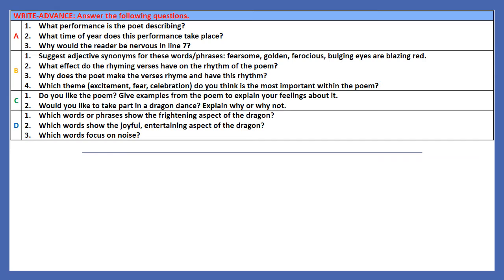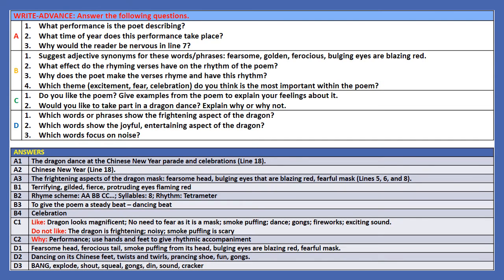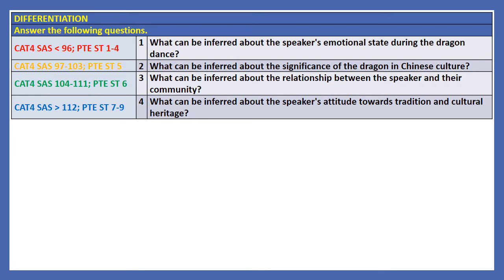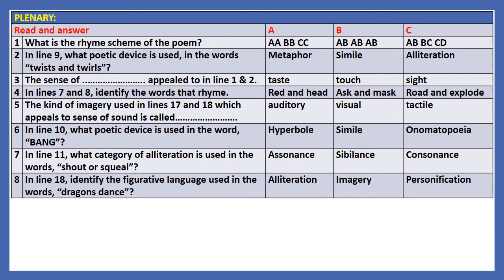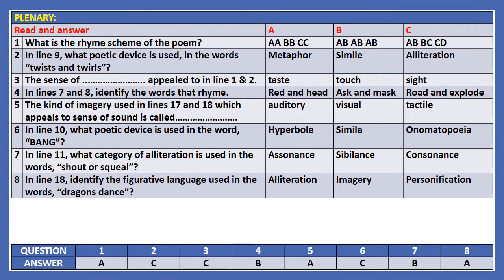Answer the following questions to prompt yourself to recall information you have gathered from the poem. Use these inferential questions to draw conclusions or make predictions based on information that is not explicitly stated. Test your own understanding regarding the identification of the poetic devices employed in the poem.